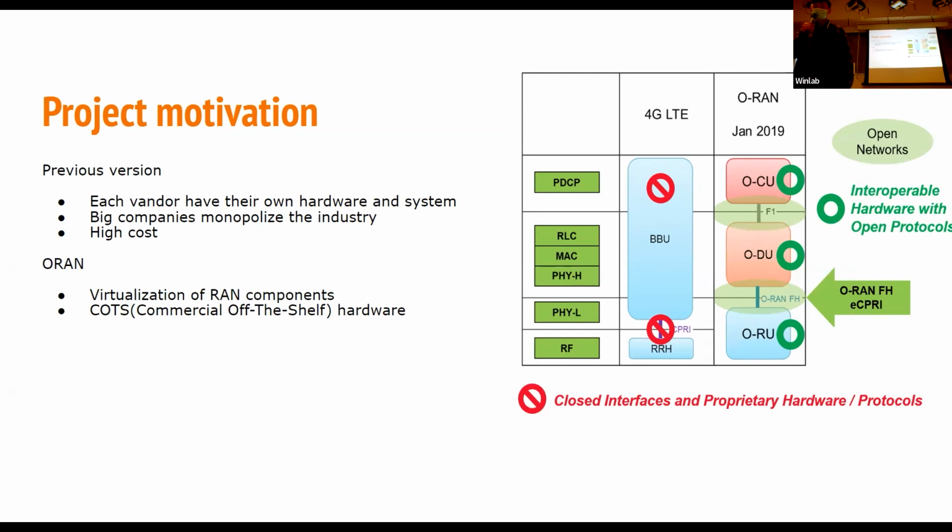in the previous version of RAN, each vendor had their own hardware and designed their own system, and the interface between each system is closed. So some companies will monopolize the industry, and it's very costly when we want to upgrade our system.